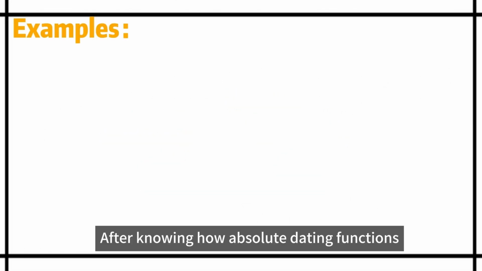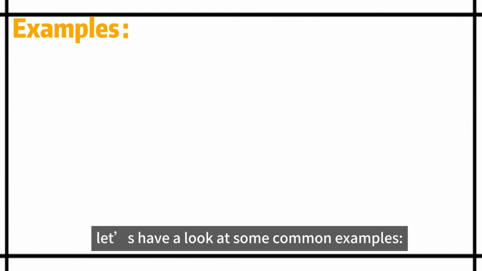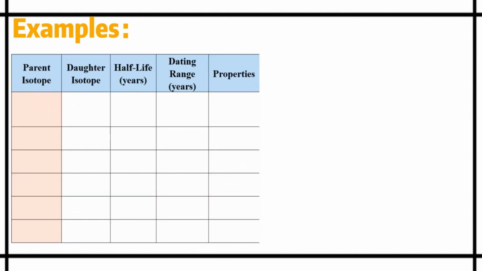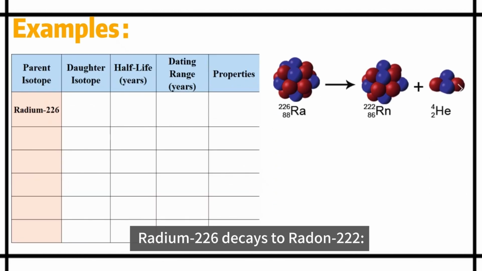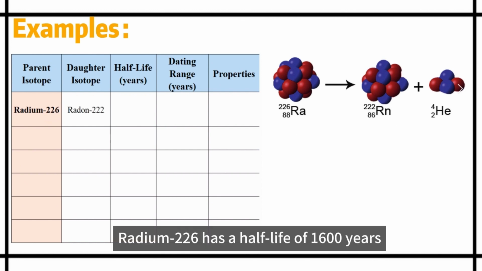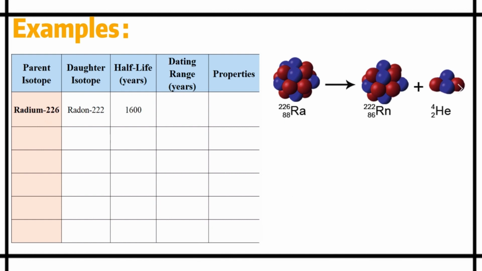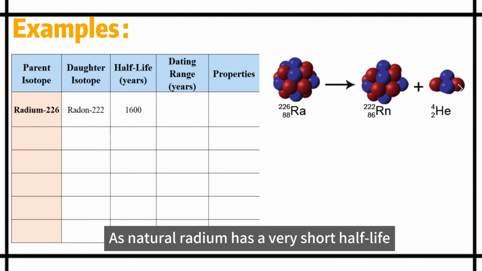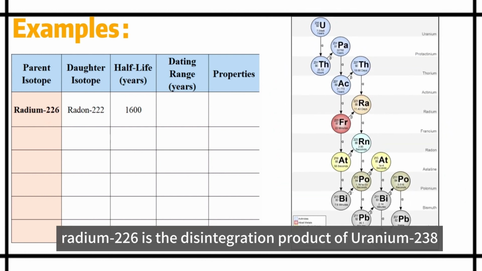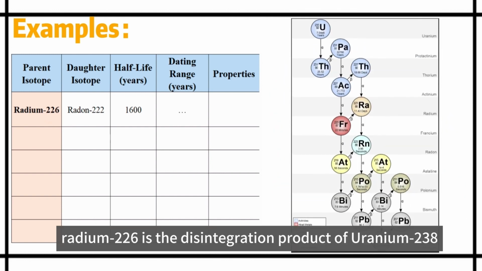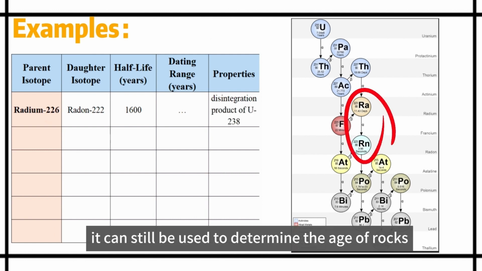After knowing how absolute dating functions, let's have a look at some common examples. Radium-226 decays to radon-222. Radium-226 has a half-life of 1,600 years, as natural radium has a very short half-life. Radium-226 is the disintegration product of uranium-238. However, it can still be used to determine the age of rocks.